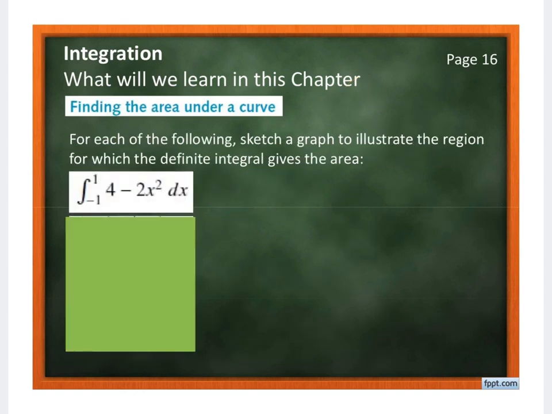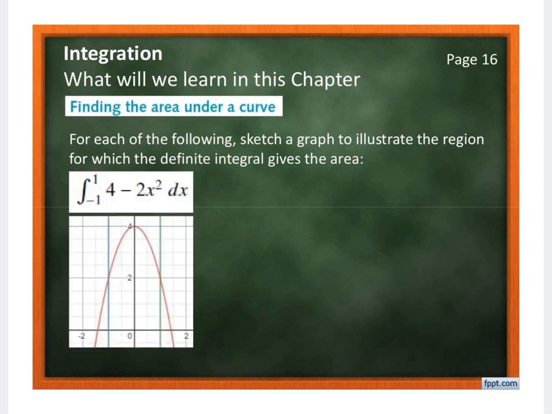For each of the following, sketch a graph to illustrate the region for which definite integrals gives the area. Integral or antiderivative of 4 minus 2x squared dx between negative 1 until 1. Here the graph, negative 1 is here, 1 is here. So the area, negative 1 until 1 is the area is here, this area.